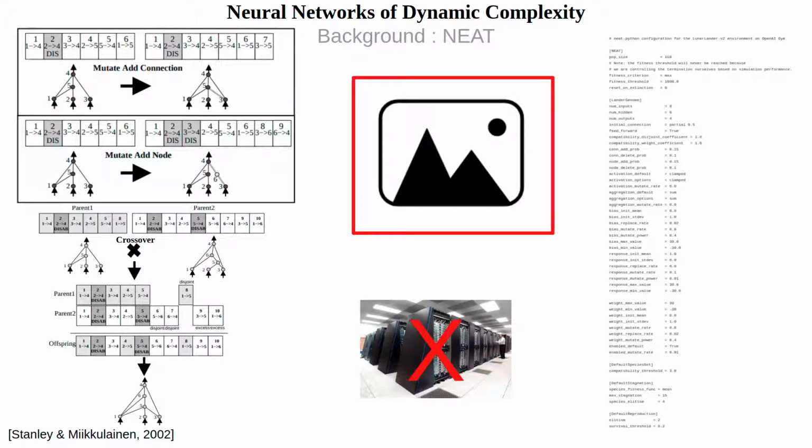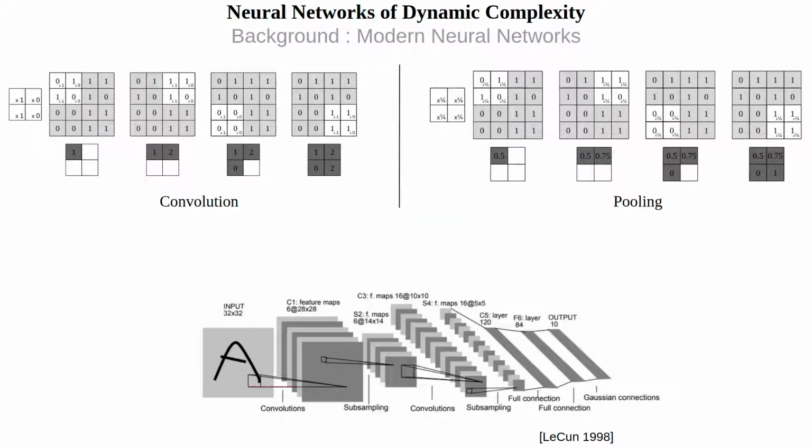Alright, so a little more about our first issue, the fact that this NEAT algorithm cannot handle image data. Well, that sort of makes sense. This algorithm was developed in the early 2000s, and at the time the amount of image and video data was not nearly as colossal as it is today. Modern deep neural networks, on the other hand, do have a way to handle this data.